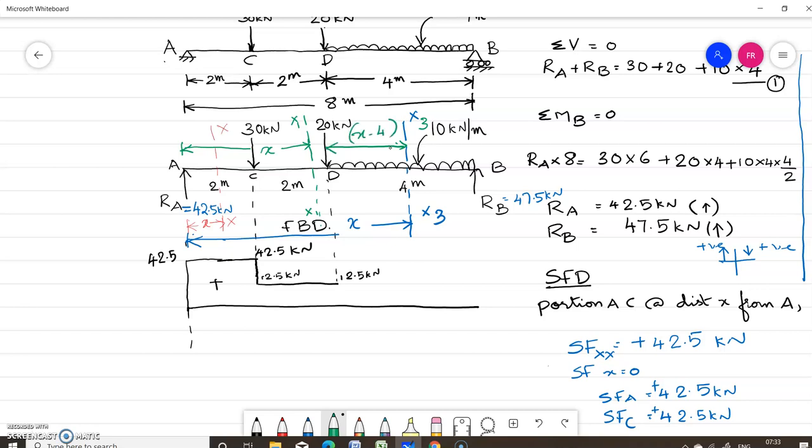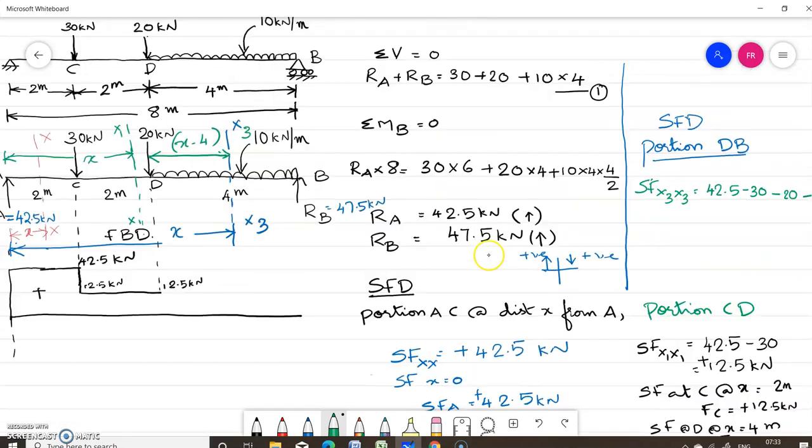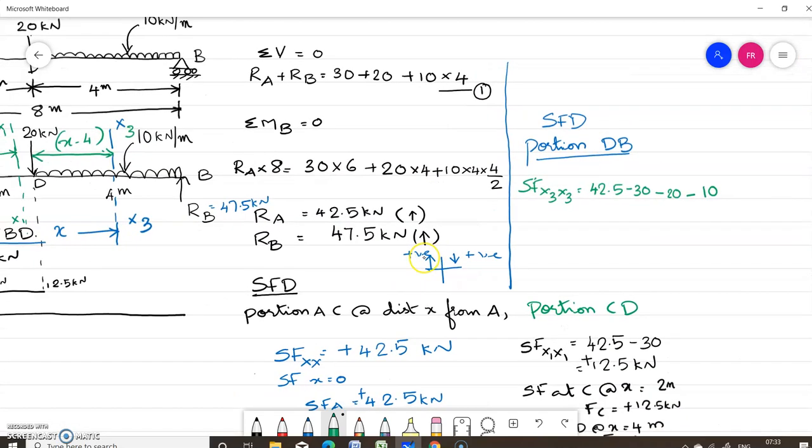Okay, so the shear force due to this much load is 10 into x minus 4. The shear force at this point x3 is equal to, so we can write here, 10 into x minus 4. Now we can find out what is the shear force at D, that is at x equal to 4.